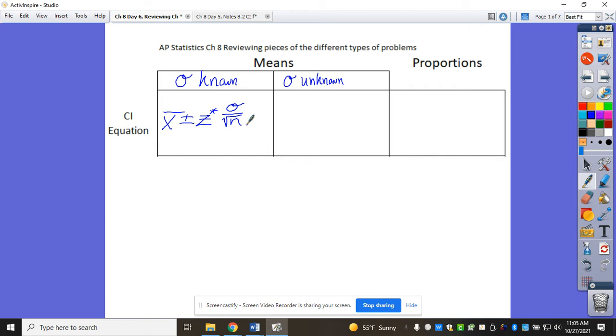Which changes slightly. What change? Do I still use x bar for the second one? Yes. Do I still use plus minus? Yes. Do I still use z? I use what instead? Do I still use sigma? And do I still use square root n?